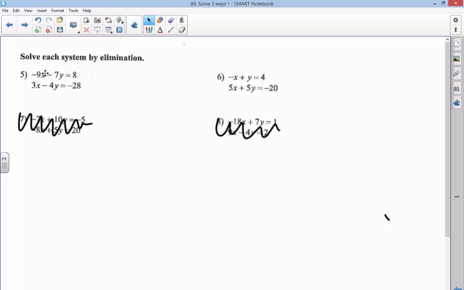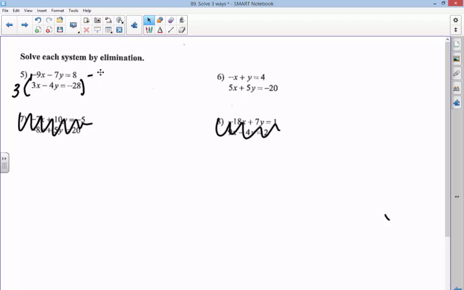So if we want the x's to be the same number, how do you get 9 and 3 to be the same number? You would get them both up to be 9. If you want the y's to be the same number, 7 and 4, to get them up to the same number, would be 7 times 4, which is 28. So you'd actually have to multiply both equations times something. So it makes more sense to get the x to be the same number, and we're going to do that by multiplying the bottom by 3.